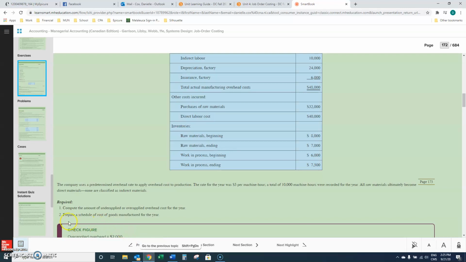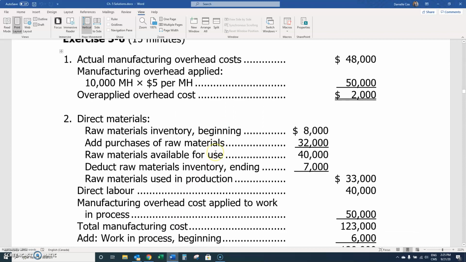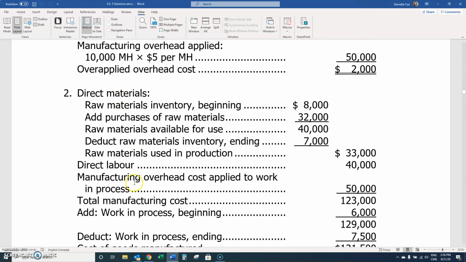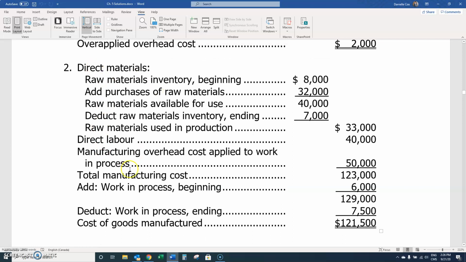Then we are asked to prepare a schedule of cost of goods manufactured for the year. So let's take a look at our schedule here. Now, the format of this doesn't change. The format is pretty much always the same. How the numbers are presented to you might be different. There might be numbers given to you, it might be in the question, you might have to calculate something, but the format is always going to be the same. So it consists of direct materials, direct labor, and manufacturing overhead.